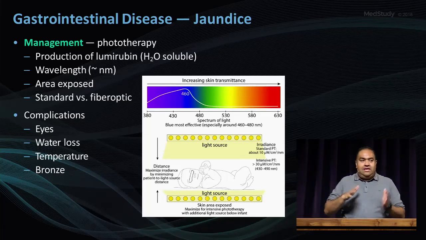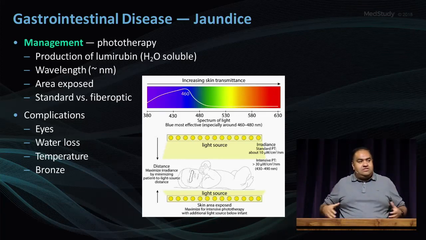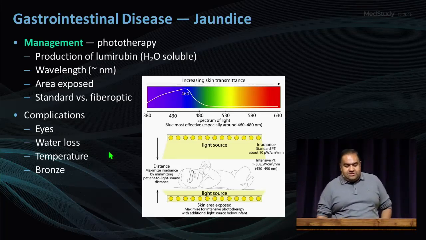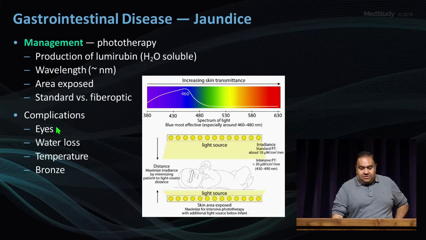And so they usually get a wallaby blanket from below, a neo-blue light from above, whatever you need to increase surface area and exposure. You get them down to their skimpies and allow them to get as much light therapy as possible. So complications, that's why we cover the eyes. They can have some water loss. You want to make sure that they're not getting dehydrated.